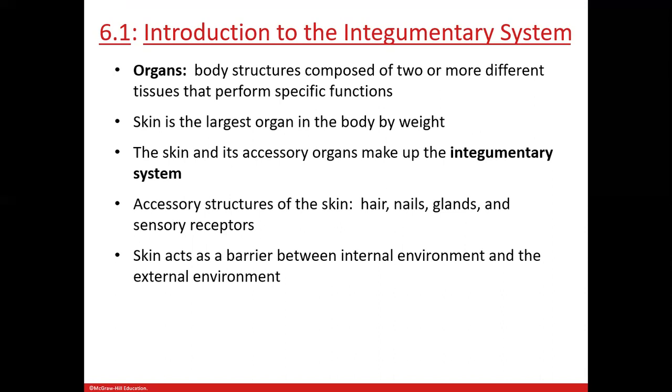Sometimes the skin is also called the integument. There are other organs in addition to the skin. We call those accessory organs or accessory structures. So these would be your hair, fingernails and toenails, and then all of the different glands and receptors within the skin. And its main function is to act as a barrier. So the skin is what separates you from not you. Everything outside of the skin is not you, and the skin is also protecting you from outside forces.